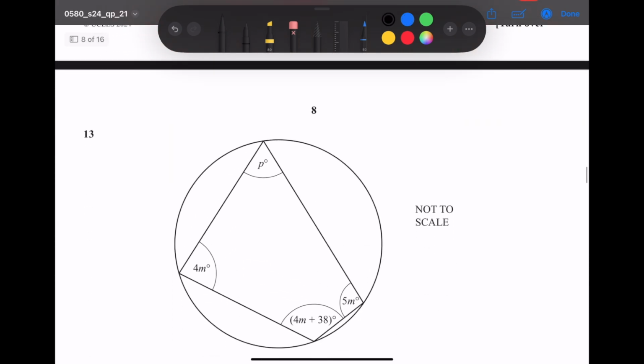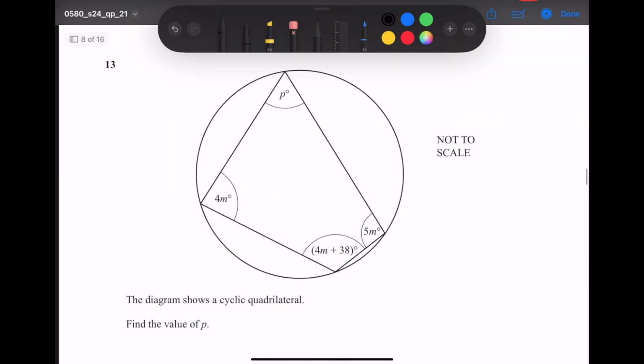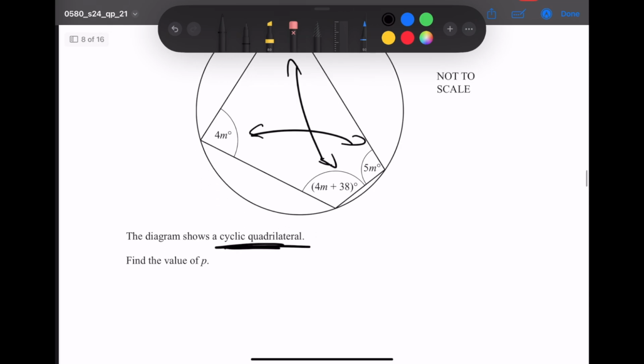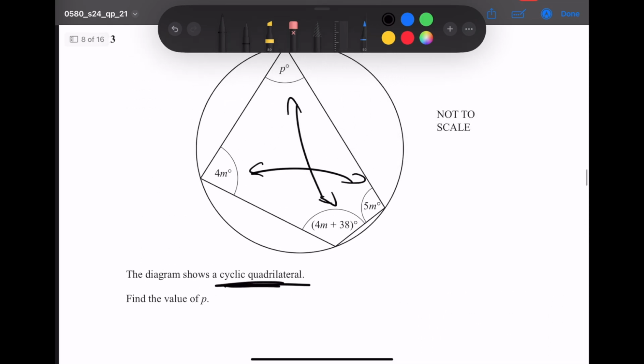Now for question 13, the diagram shows a cyclic quadrilateral. Find the value of p. So for any cyclic quadrilateral, i.e. a quadrilateral that's enclosed within a circle, the two opposite angles will add up to 180. So 4m plus 38 plus p will add up to 180 degrees, and 4m plus 5m will add up to 180 degrees. So the question is asking you to find the value of p.